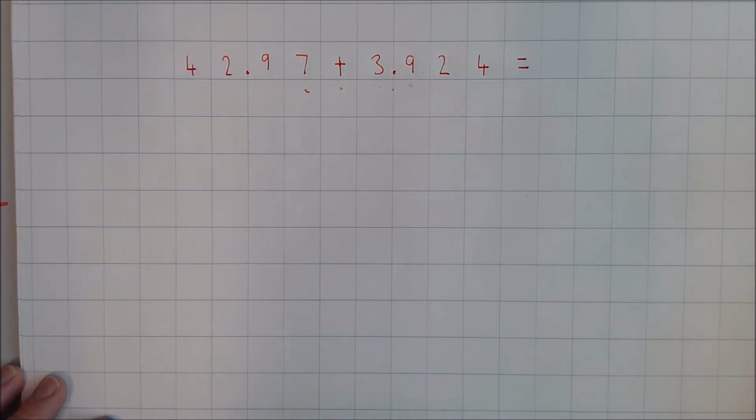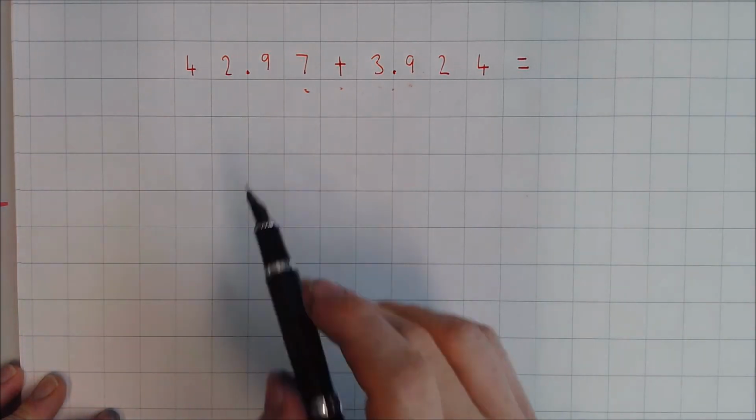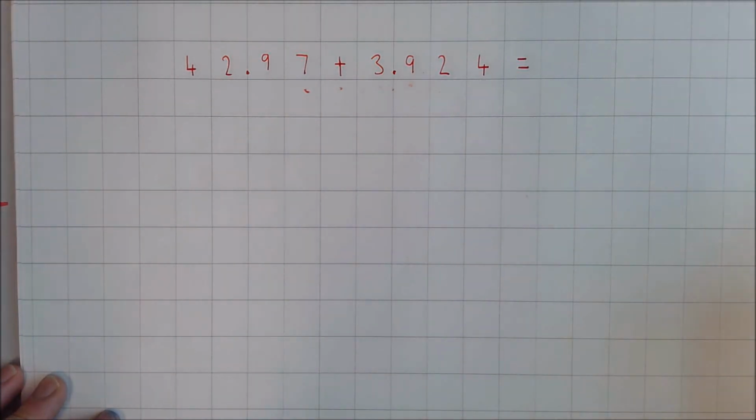So now we're going to add together these two addends. Can you tell what's different about these addends to the addends we've been adding in the previous steps? That's right, they're both decimal numbers. Both of them have a decimal point. So when we're adding decimal numbers, we need to pay particular attention to lining up our columns correctly.